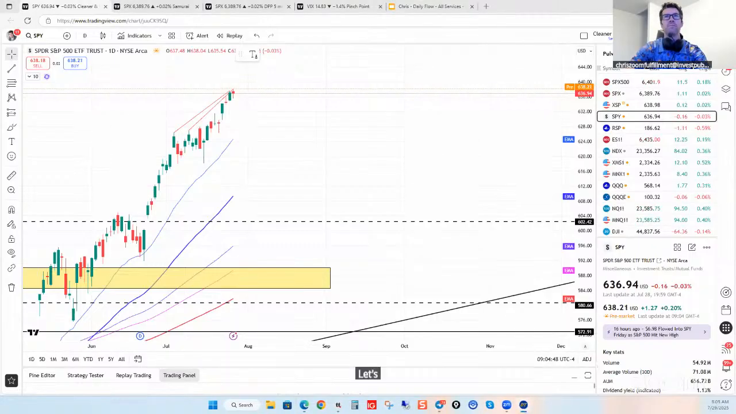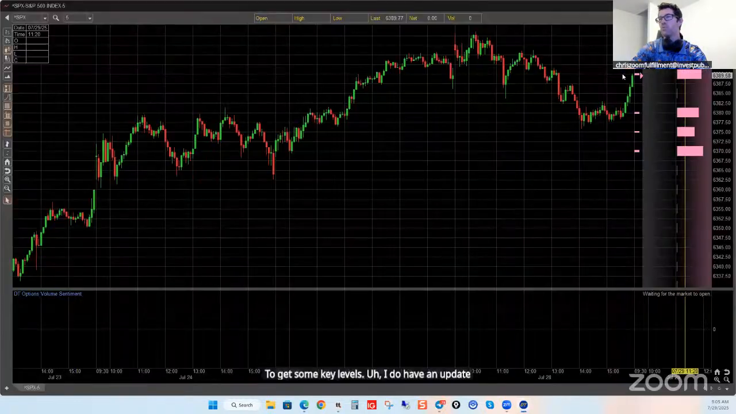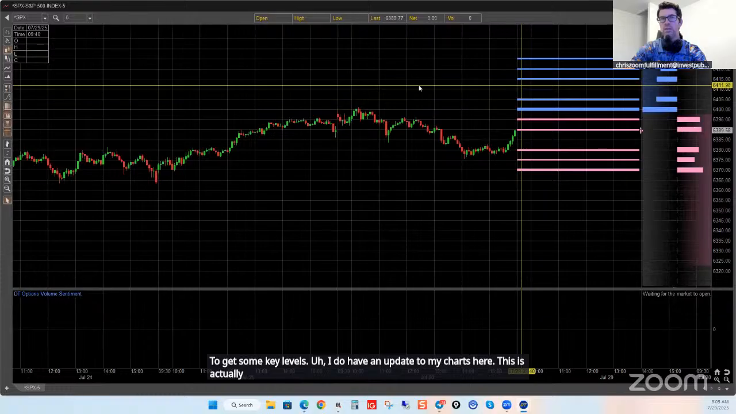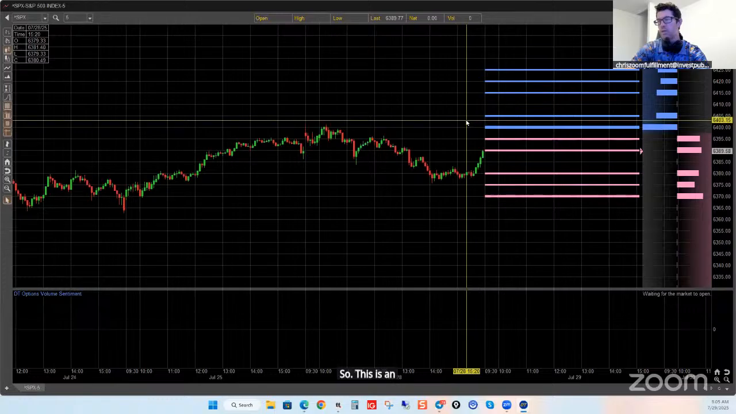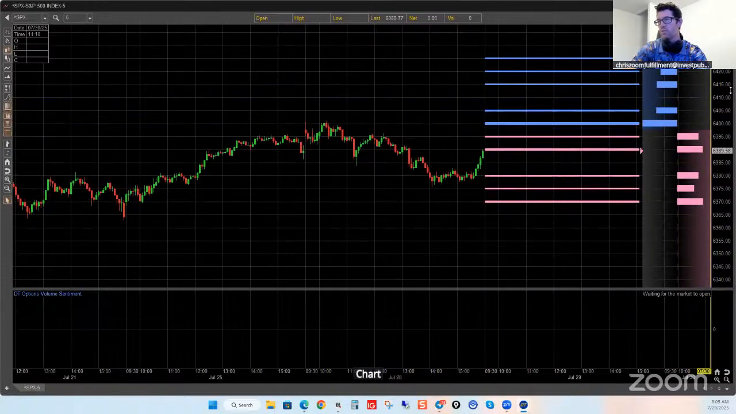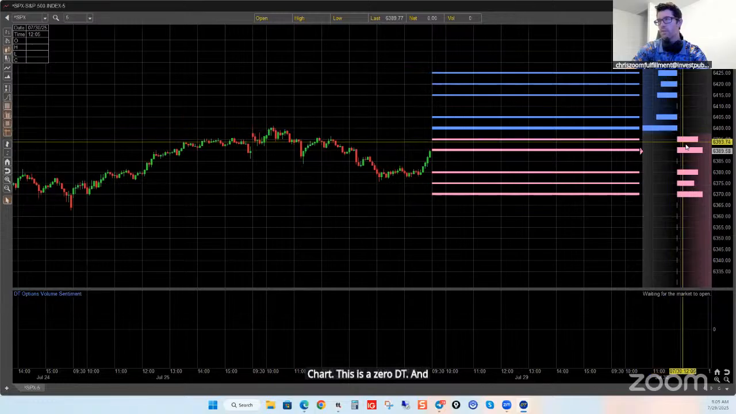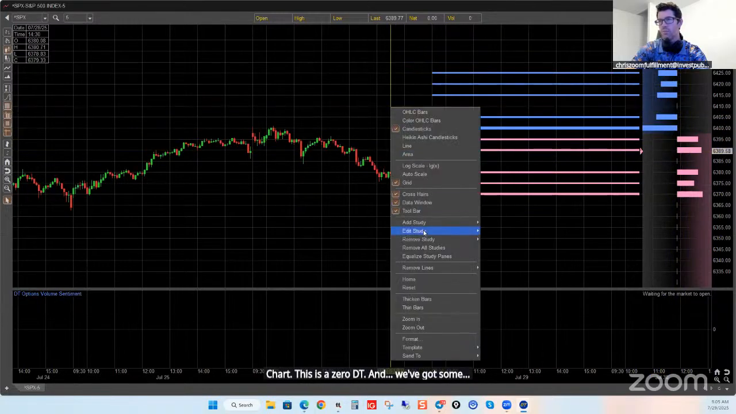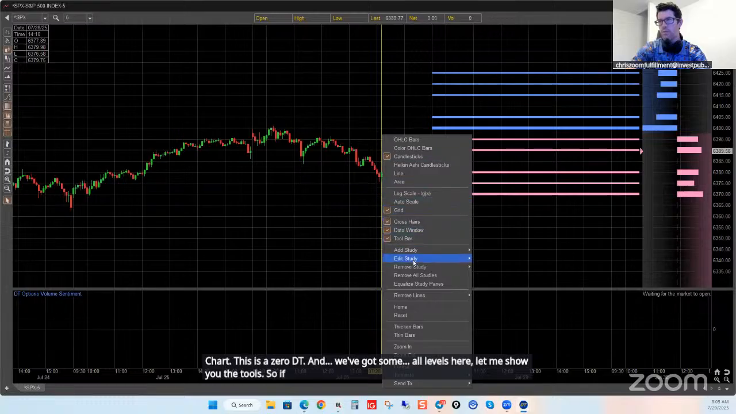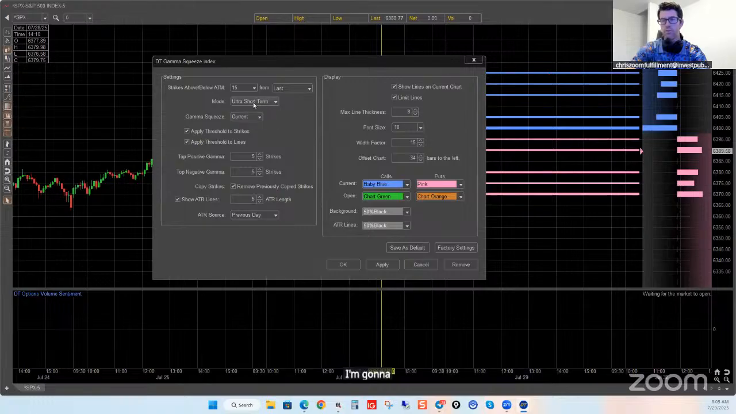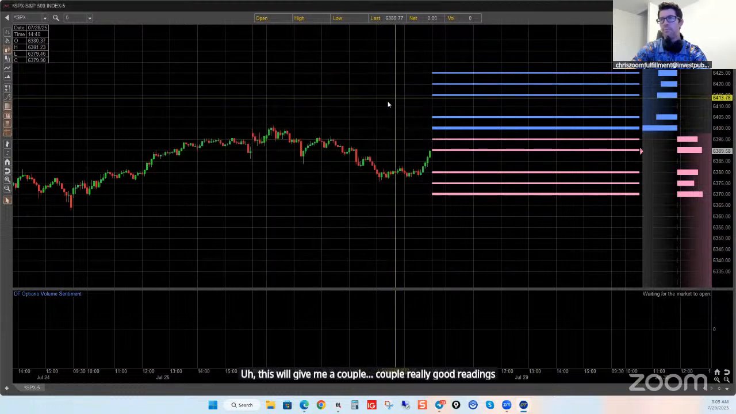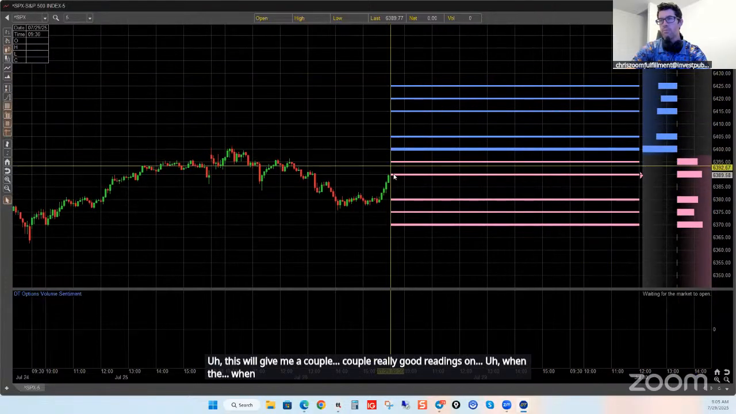Let's get some key levels. I do have an update to my charts here. This is actually pretty cool. This is an upgrade to my dynamic trend chart. This is a 0DT, and we've got some all levels here. Let me show you the tool. So if I go edit, study, I'm going to focus pretty much exclusively on 0DT today, and also my ATR length. This will give me a couple really good readings on when the opening bell kicks in.